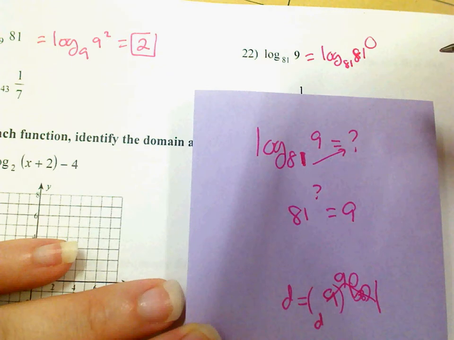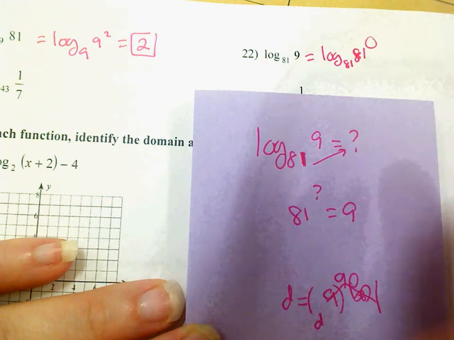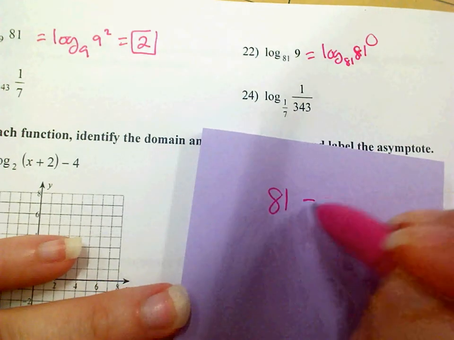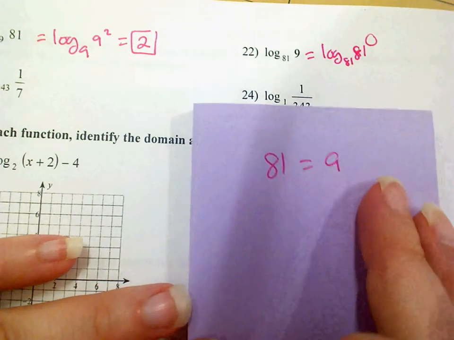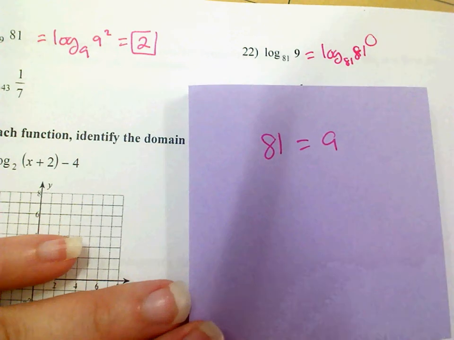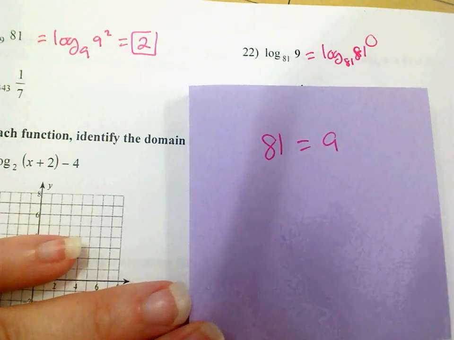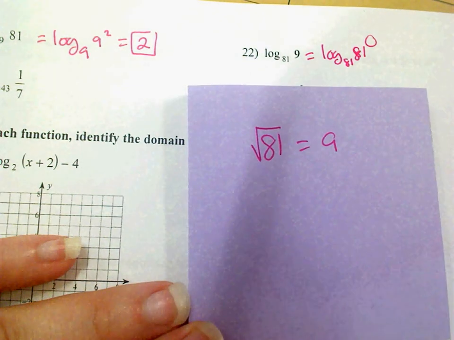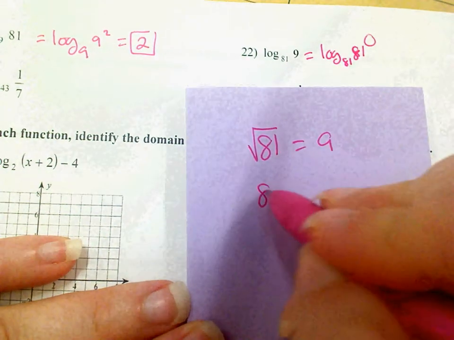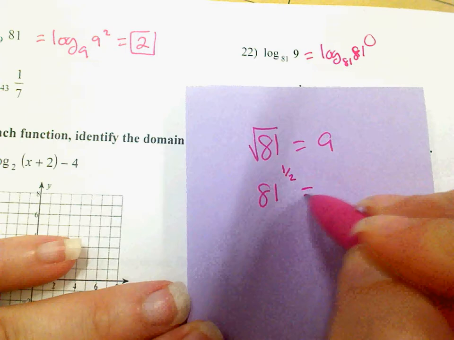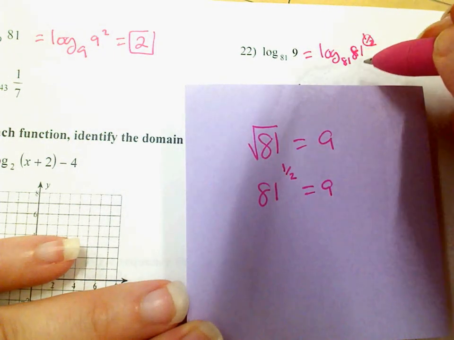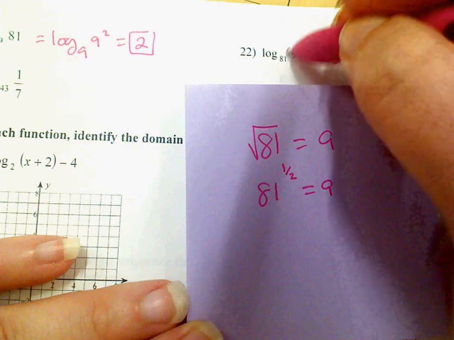Now, if you typed it in, that's one thing, but you should know how to do it without a calculator, right? So when I think about 81 and 9, what can I do to 81 to get 9? And I don't mean it has to be a single operation, not divided by 9. What operation can I apply to 81 to get 9? The square root, right? If I square root 81, I get 9. So that means I can rewrite this as 81 to the 1/2 power. So log base 81 of 81 to the 1/2, which is 9, is 1/2.